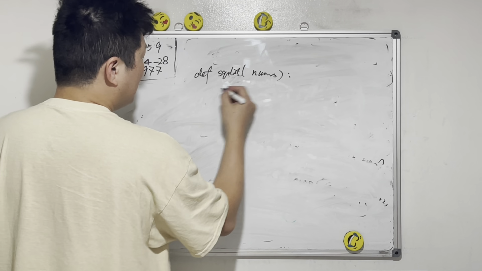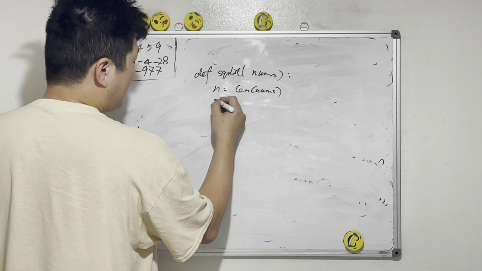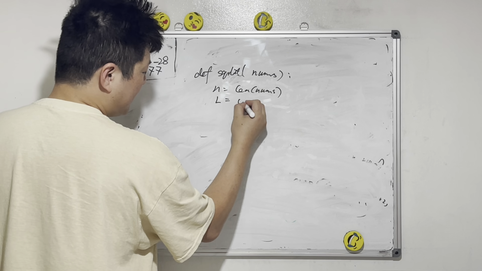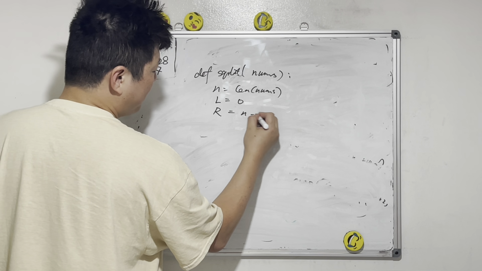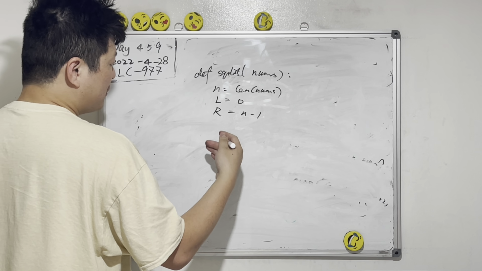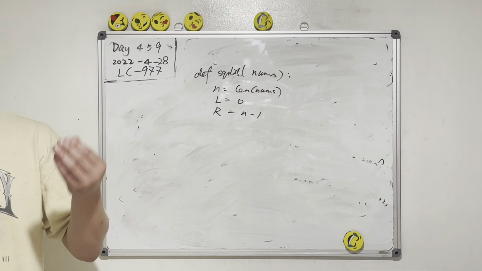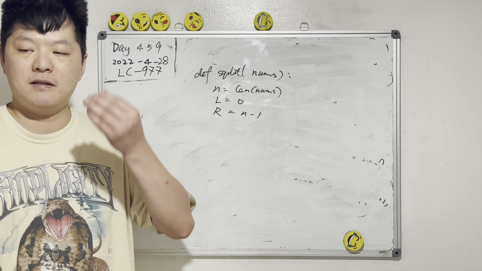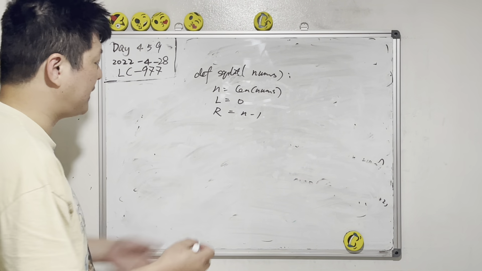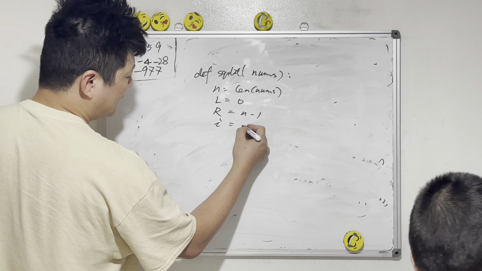Okay, now n equals the length of nums. The left pointer equals 0. The right pointer equals n minus 1. And then we also need a pointer to point to the location where we store the answer, the numbers in the answer. Let's call it i, which equals r.